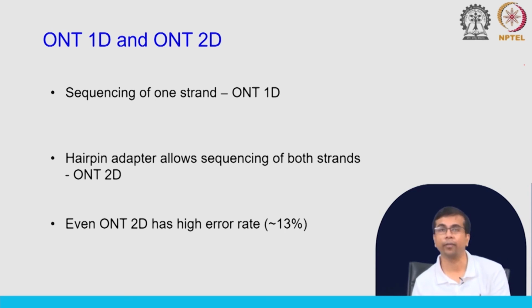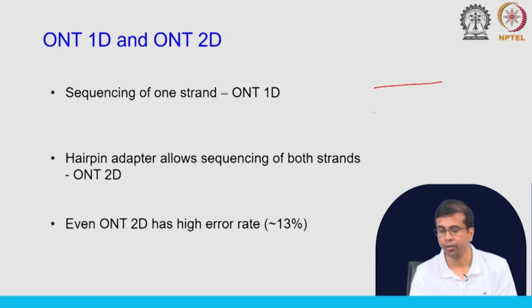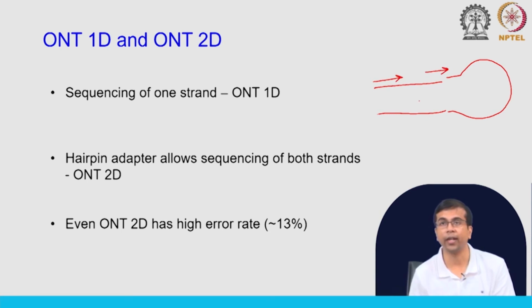So, ONT stands for Oxford Nanopore Technology in short. In ONT 1D, we have the DNA molecule, and as we have mentioned, we have this hairpin adapter. We can sequence one side of this, because these are complementary strands, so double stranded DNA. We can sequence only one side of the DNA molecule. The protein present at the entry of the nanopore will pass only one side and we can detect this sequence. So, that will be ONT 1D.